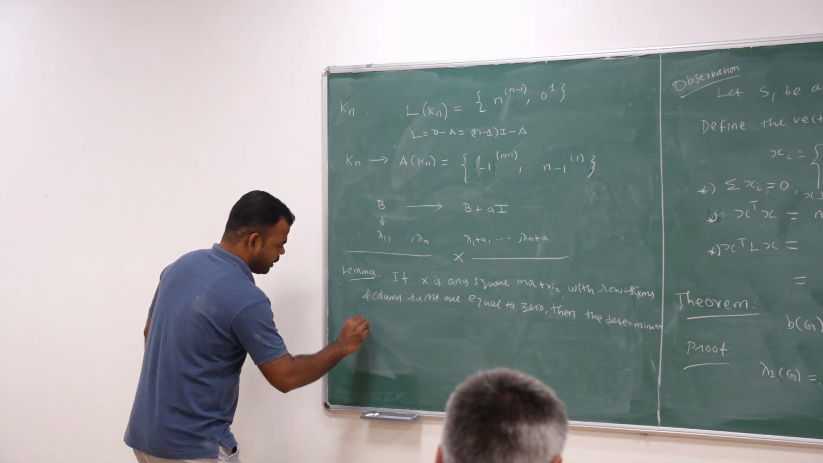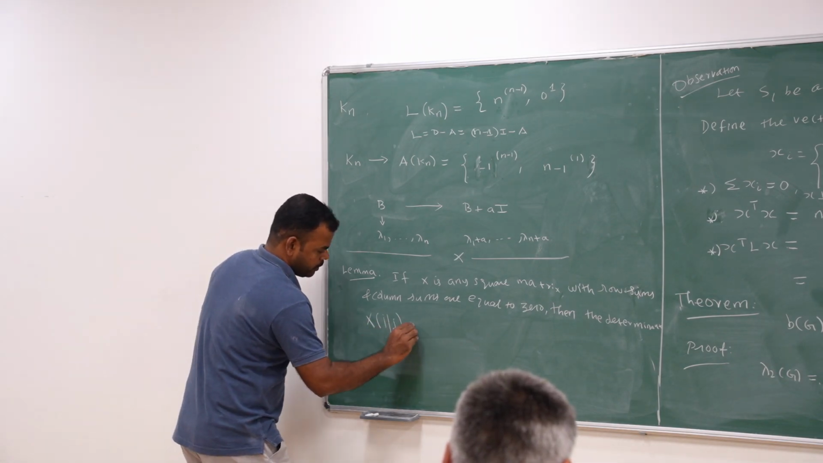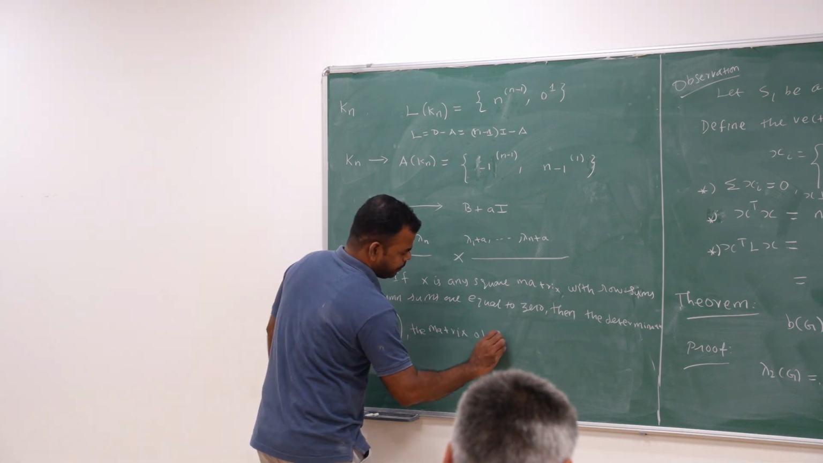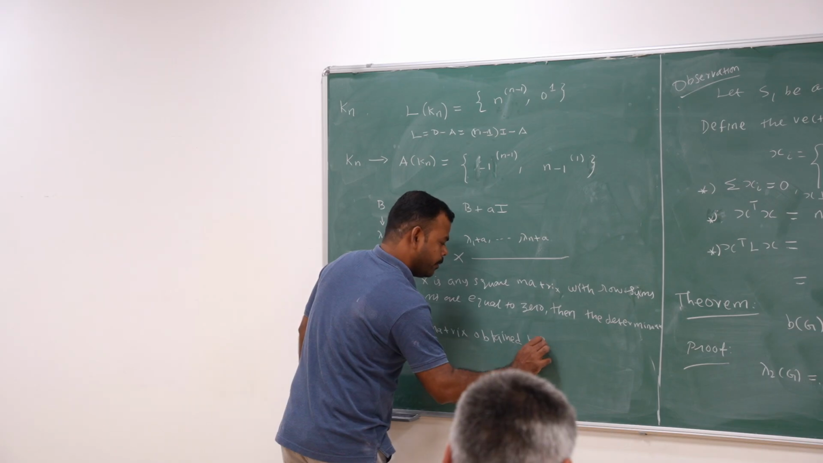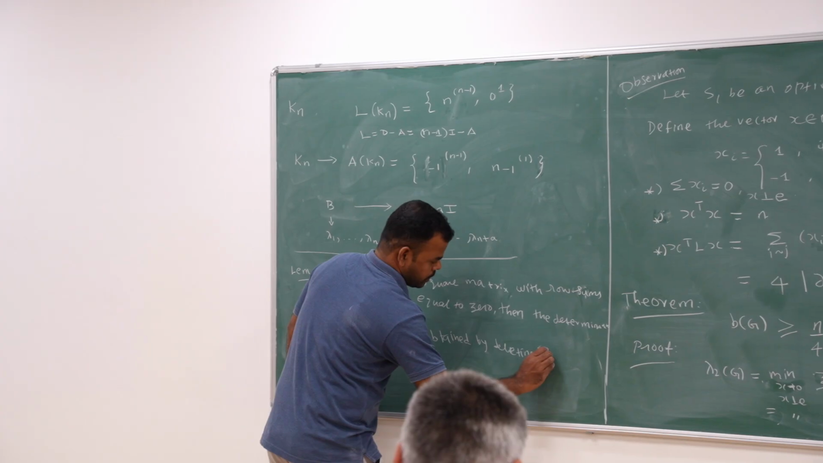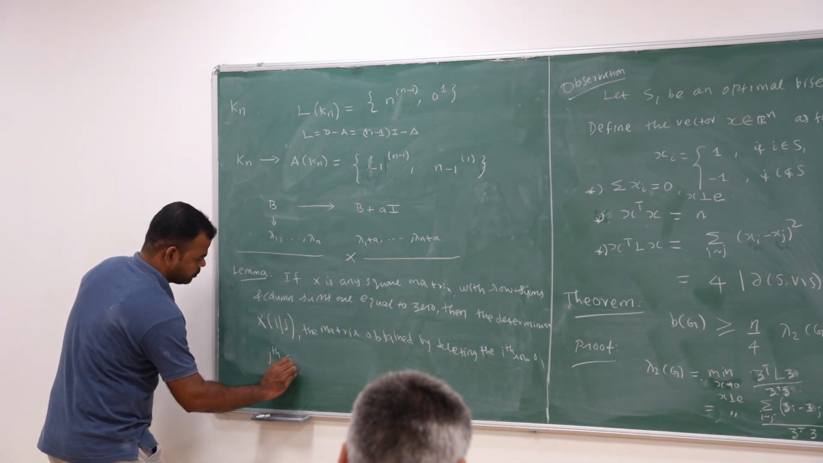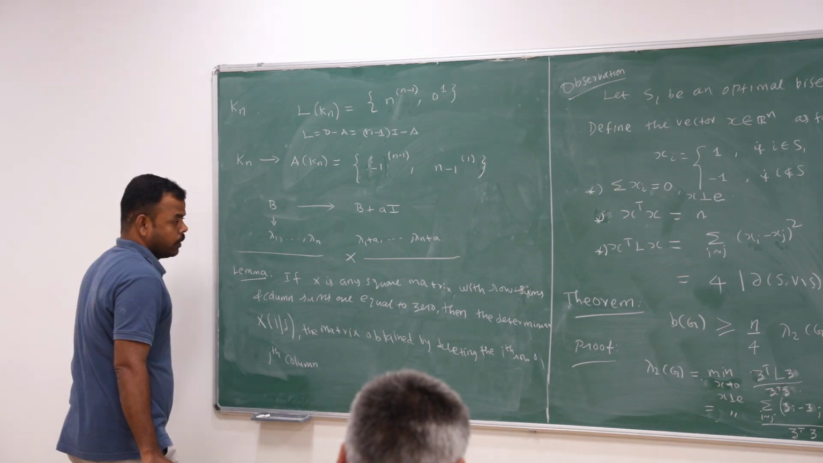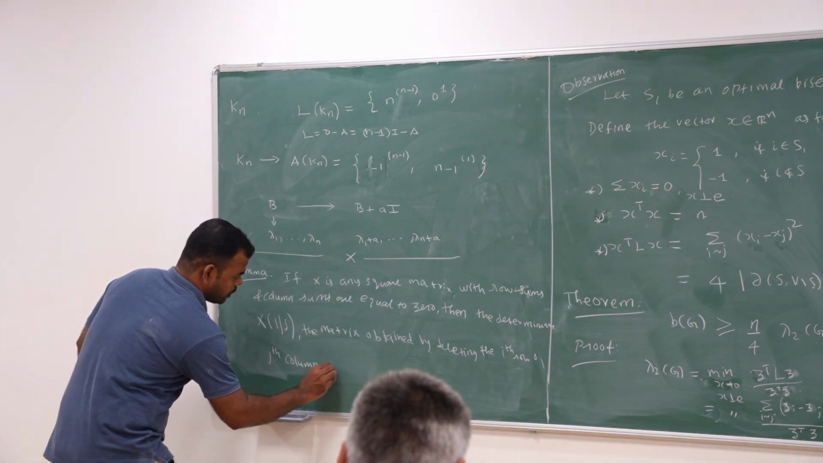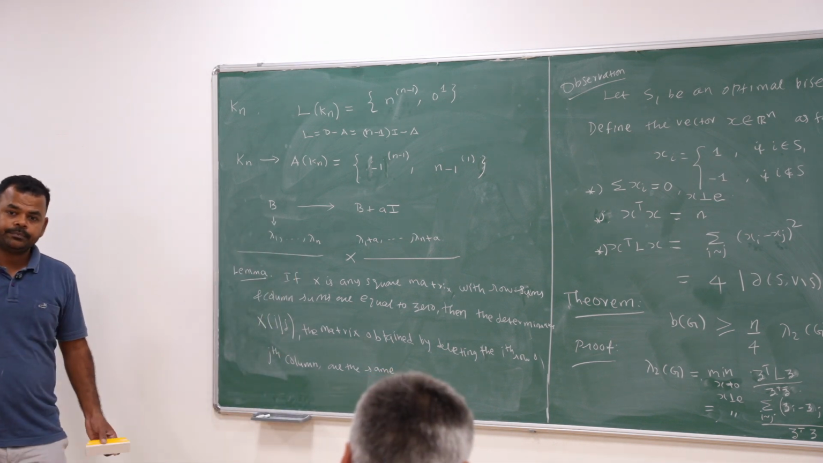any of the submatrices Xij, this is the notation I'm using, the submatrix obtained by deleting the ith row and jth column, and the determinants of all these matrices Xij are the same, no matter whichever entry you are picking.